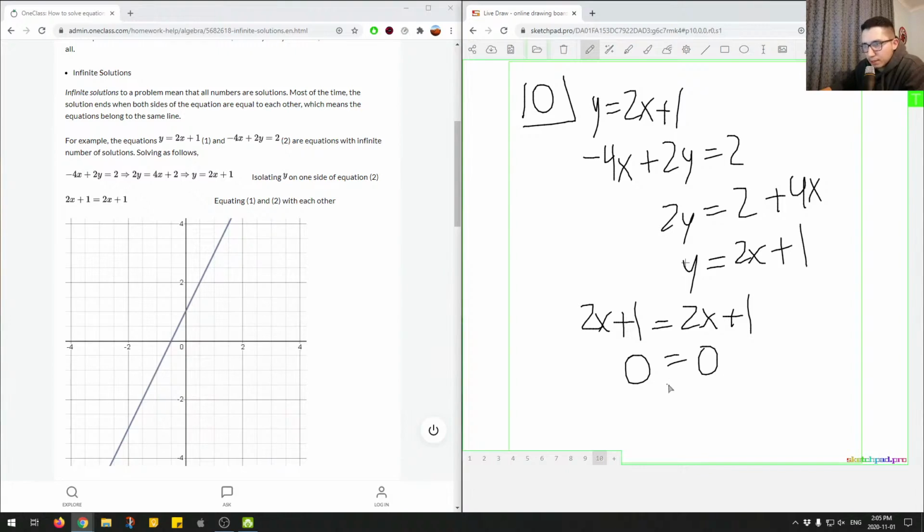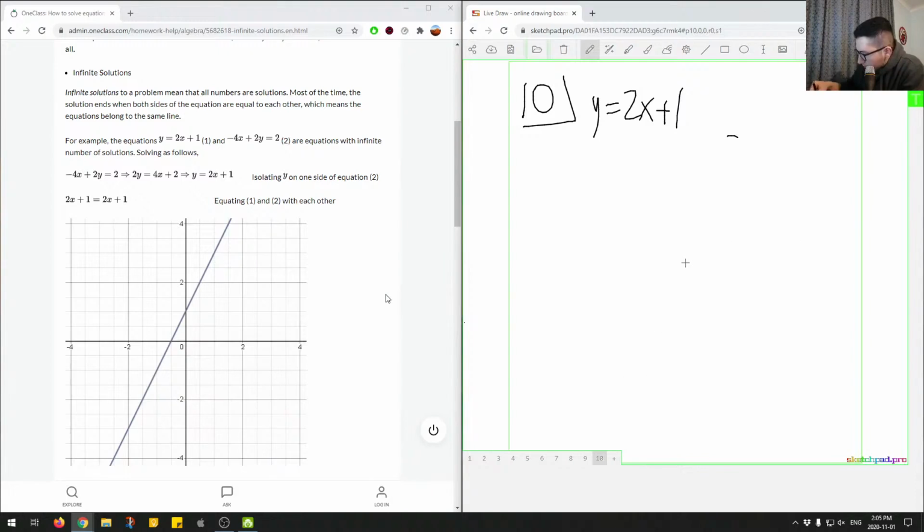So maybe it's a different algebraic equation and you're just solving through. But if you see 0 equals 0, that is another indication that it's an infinite number of solutions. And essentially what this means is as follows. So let me get some space for this.